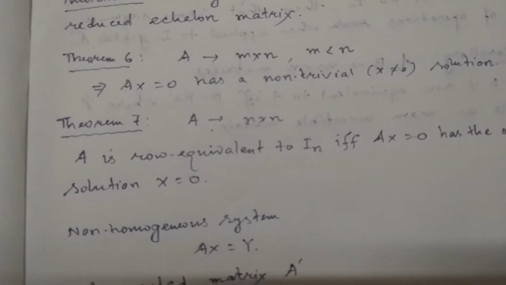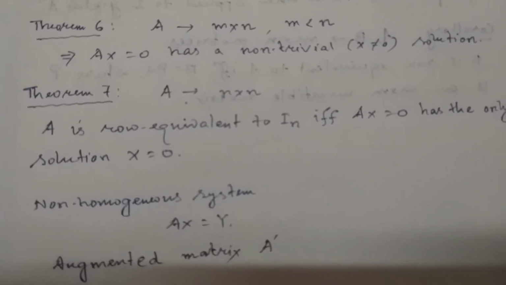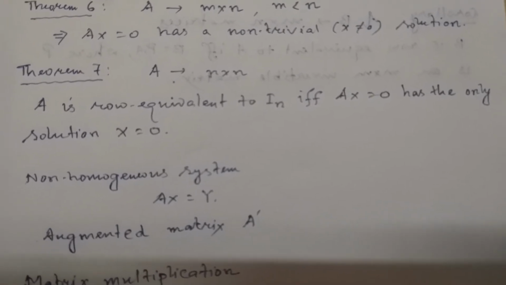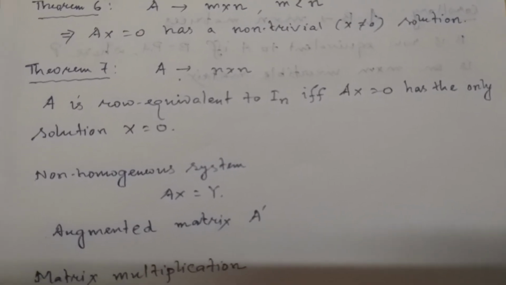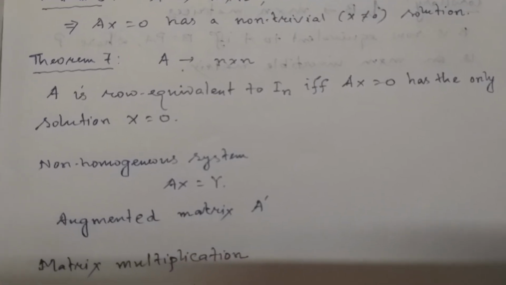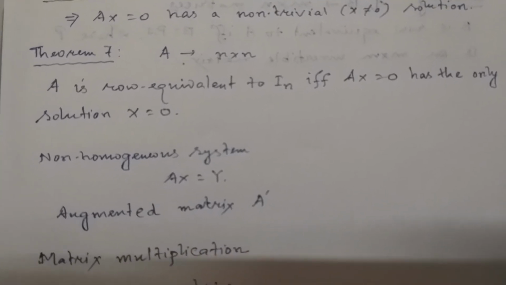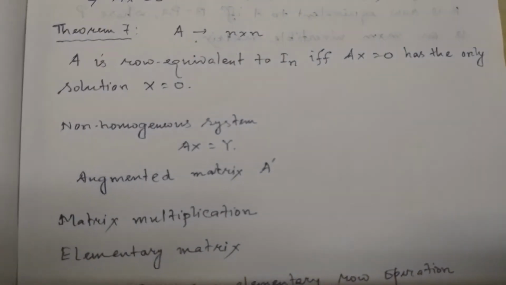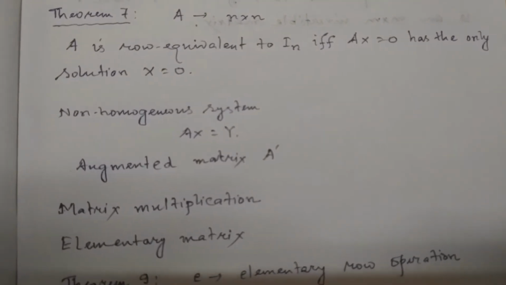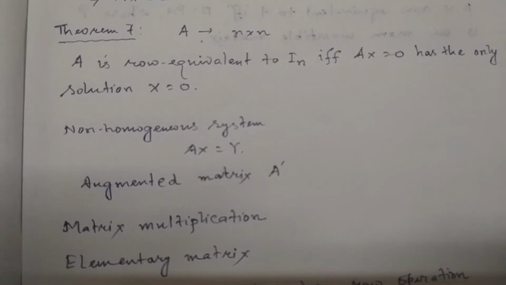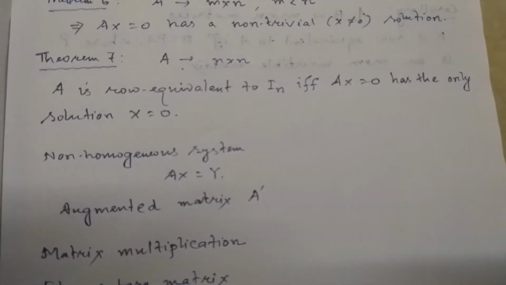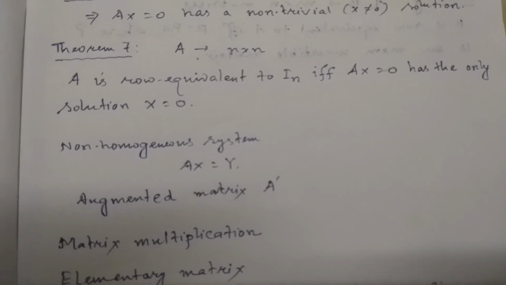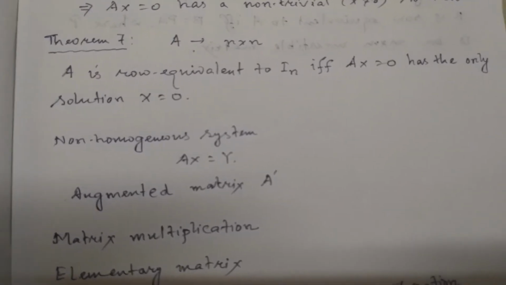Next, theorem 7. I have put the numbers of the theorems as in the book of Hoffman and Kunze. Theorem 7: let A be a square matrix of order n. A is row equivalent to the identity matrix of order n if and only if the homogeneous system Ax = 0 has the unique solution, the zero solution. It has no other solution. It is an if and only if condition. I am not going into detail in the proof; you may study it, as you have studied these at UG level.